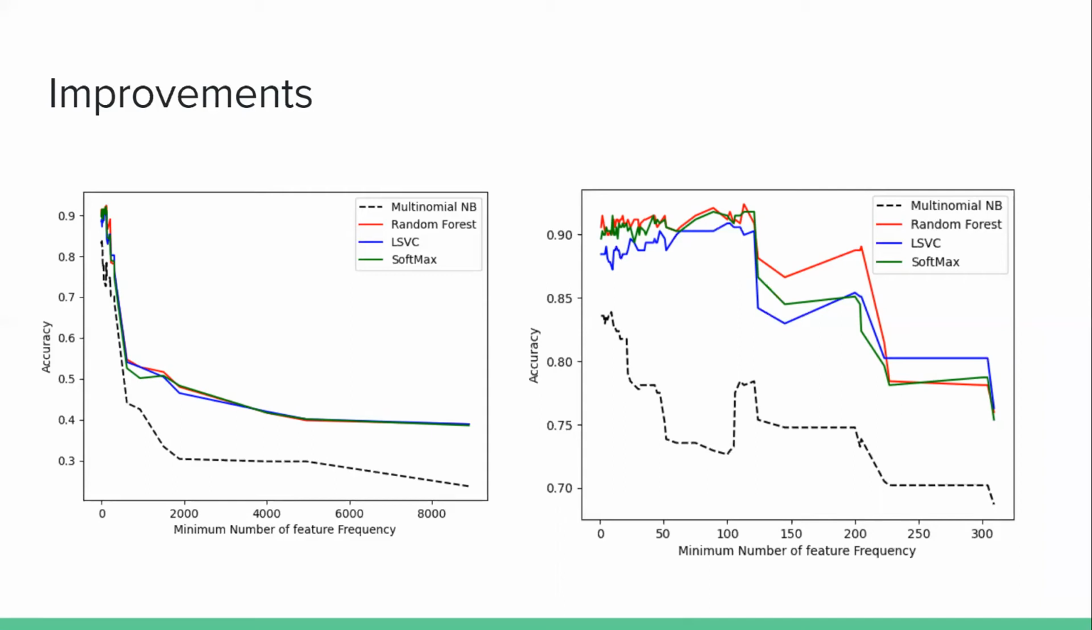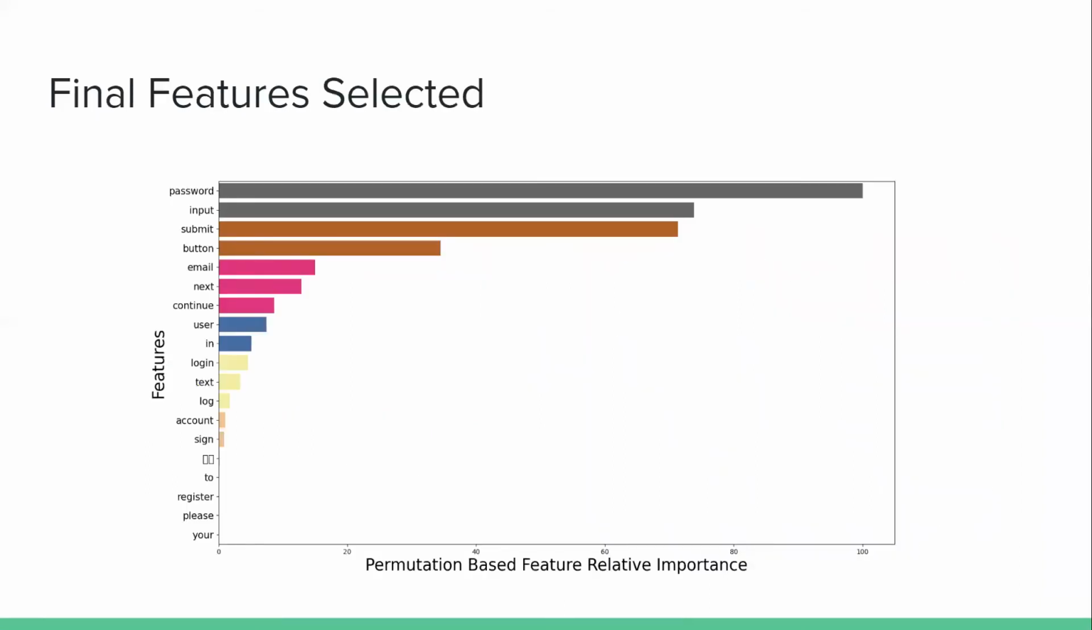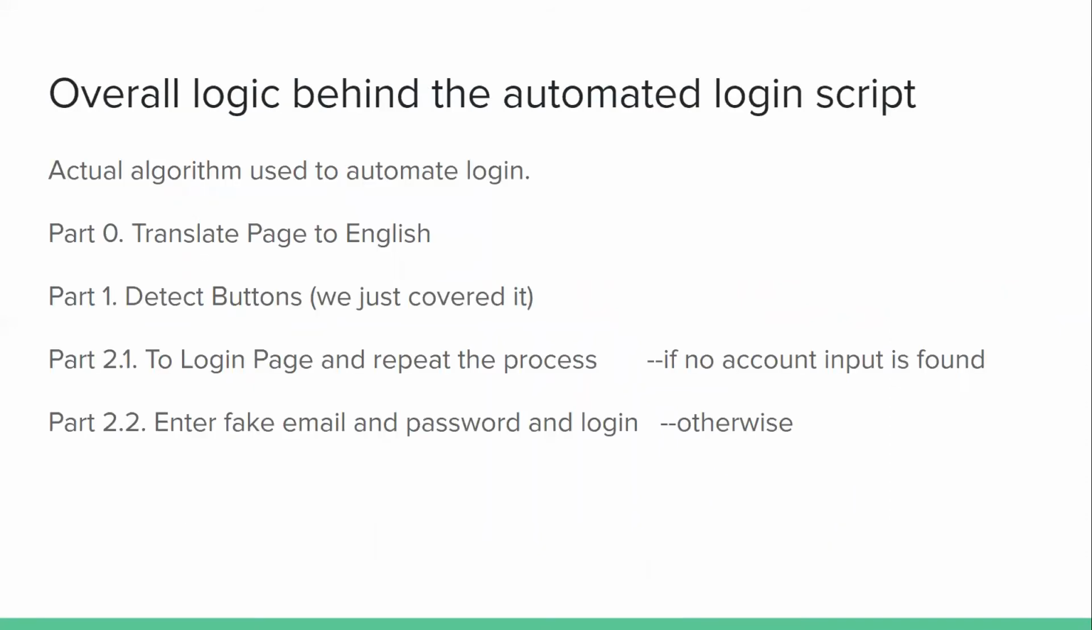So what that means is that a feature is selected only when it occurs in the sample training data set more than 113 times. So these are the final features that were selected. And the relative importance of each feature is also calculated using permutation. And then let me show you a quick demonstration of how our script works.